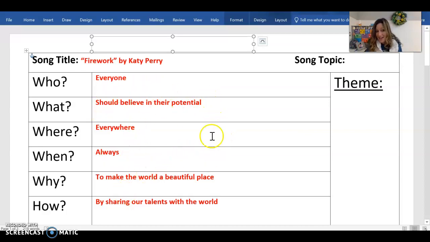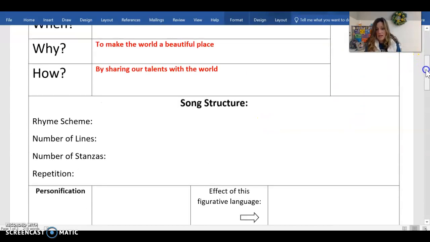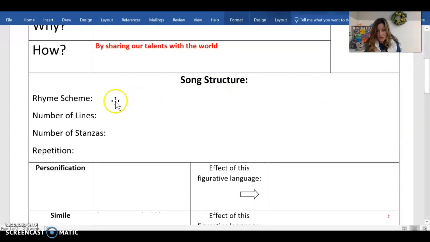Will you have every single one of these boxes filled out on your graphic organizer? You may not. These are those things that are going to help us to be able to later determine the topic and the theme of this poem or the song, okay? Now let's go on down to song structure.